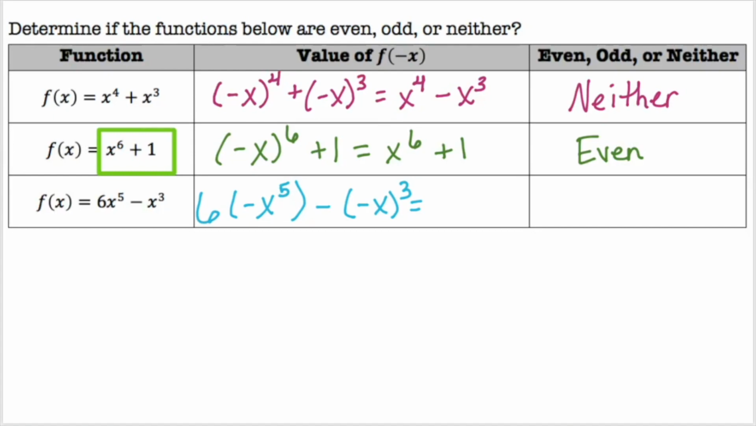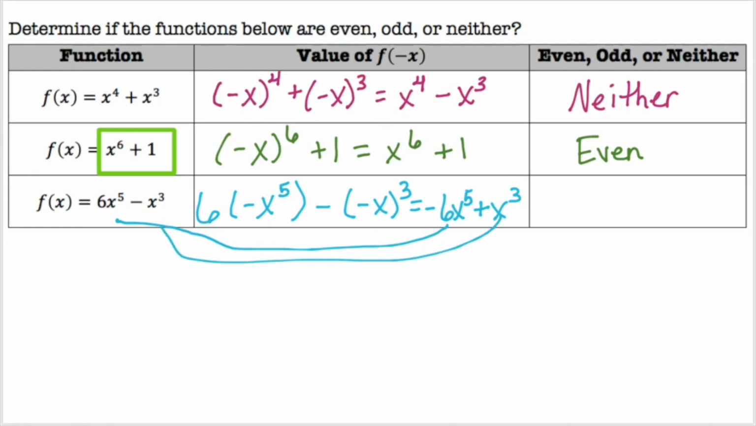So we have 6 times negative x to the fifth power. Well, anytime it's odd, that makes a negative x to the fifth power, or negative 6x to the fifth power. And then negative x to the third by itself is negative x to the third. However, because it has that minus sign in the middle, it changes to positive. So because the negative 6x to the fifth is the opposite of 6x to the fifth, right here what I'm talking about, and our x to the third is the opposite with a positive 1, therefore it is odd. When both of them change, then it's odd.